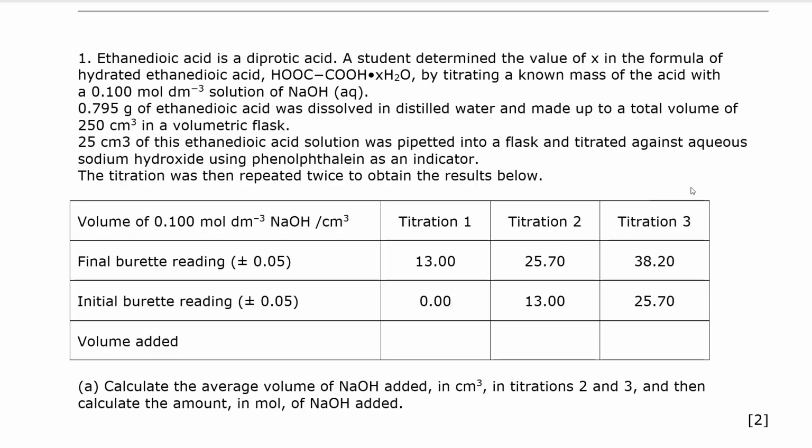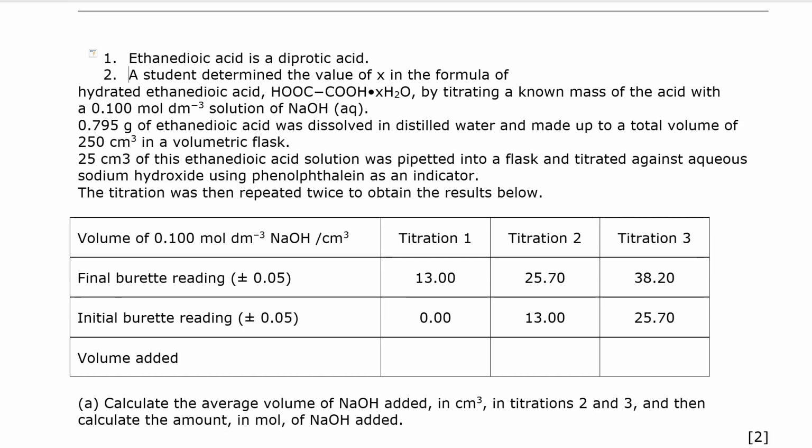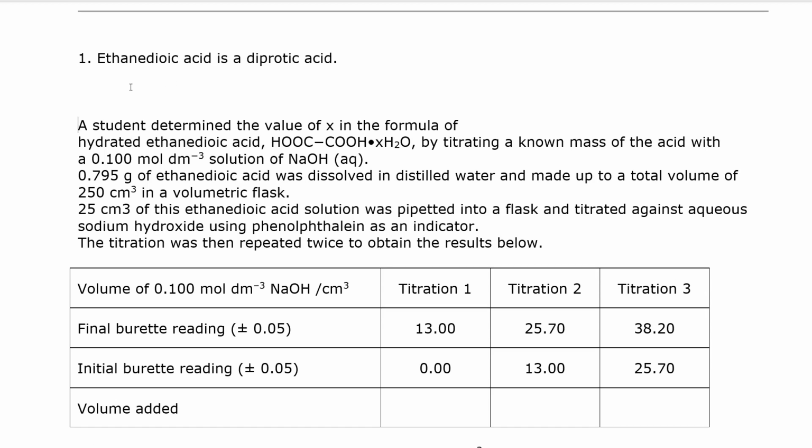All right, okay, this is the question that Nara has asked me to have a look at. So let's have a little look at it. But first of all, we're told that ethanoic acid is a diprotic acid. Let's just unpack diprotic. Diprotic means it's got two hydrogen atoms or ions per acid molecule. All right, two hydrogen atoms per acid molecule.